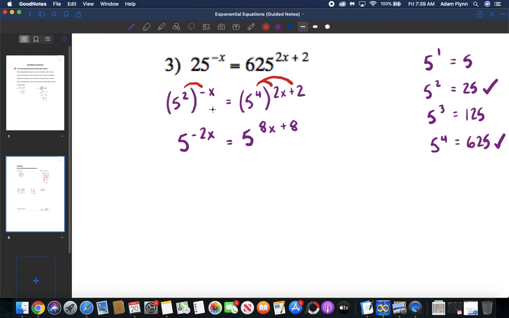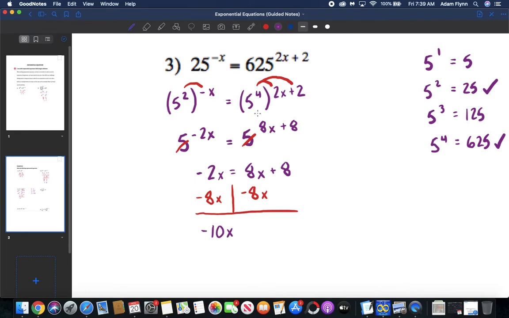I've got the same bases here, and I really can't simplify the left or the right side any further, so I can cross out my bases and set my exponents equal to each other. To solve this, I need to get my x's onto one side, so how about I subtract 8x on both sides? When I do this, I have negative 2x minus 8x, which is going to be negative 10x. I'm going to cross these out, equaling my positive 8.